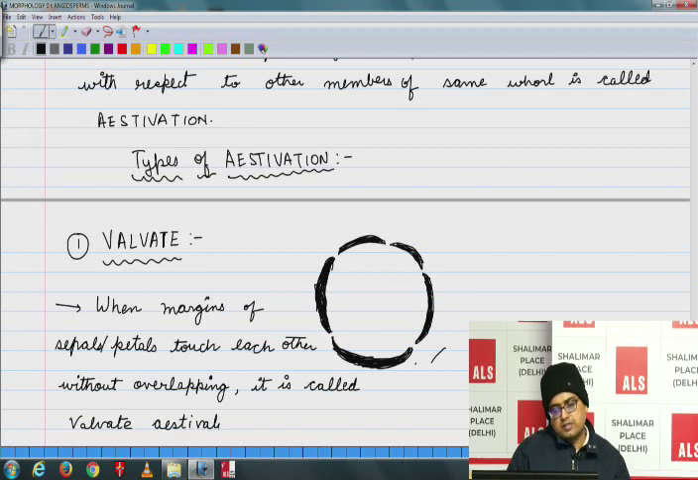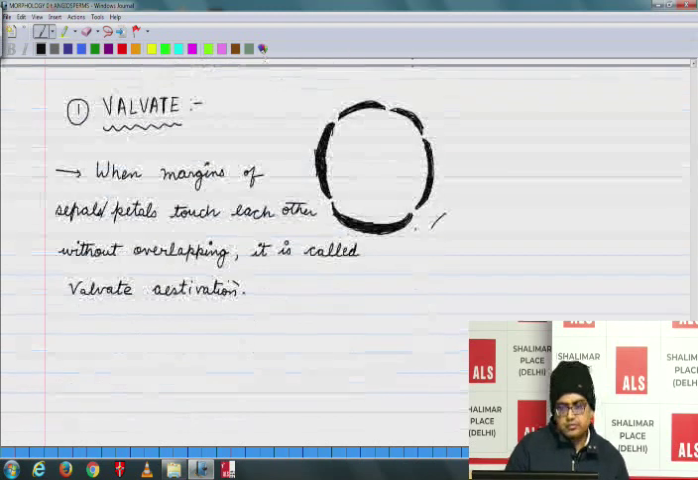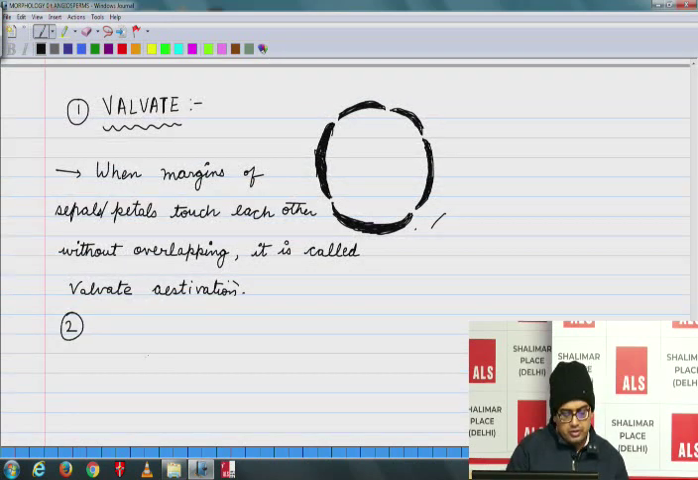So we will see this valvate estivation in the families that we are going to study. This is all about valvate estivation. Second type of estivation is twisted estivation.